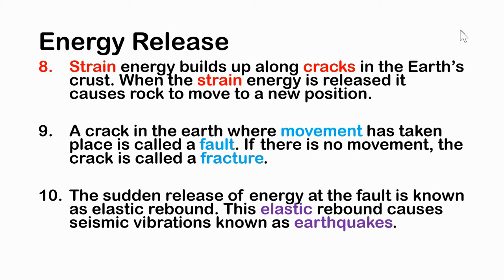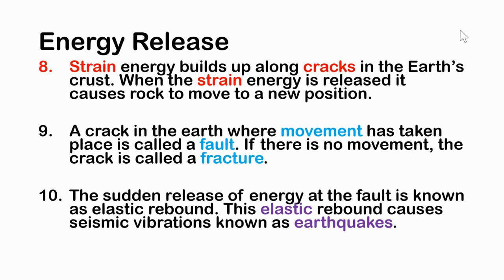Okay, so strain energy builds up along cracks in the earth's crust. When strain energy is released, it causes the rock to move to a new position, right? You put energy into it, and then it gets to a point where it's enough energy to cause movement, right? And that's what happens. And a crack in the earth where the movement has taken place is called a fault, okay? If there is no movement, the crack is called a fracture. Okay, make sure you know those important vocabulary words to understand.